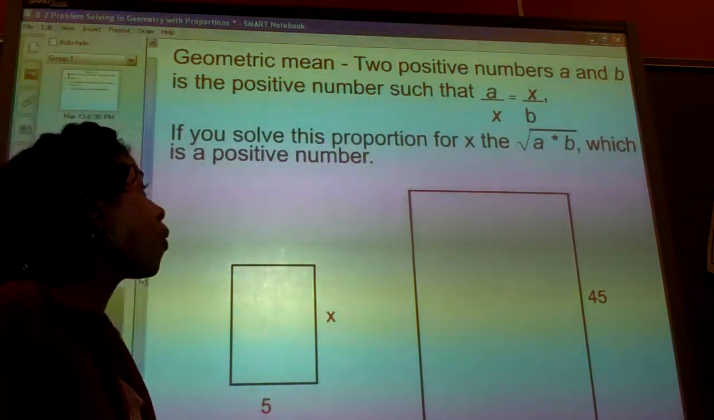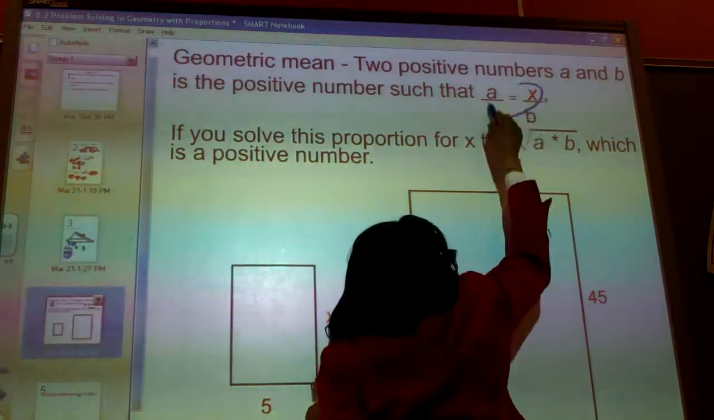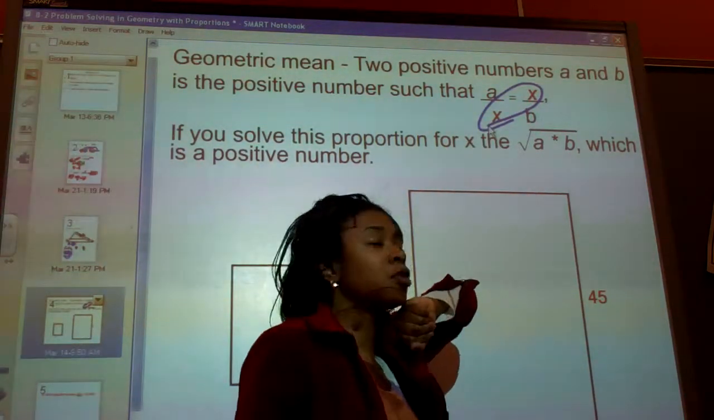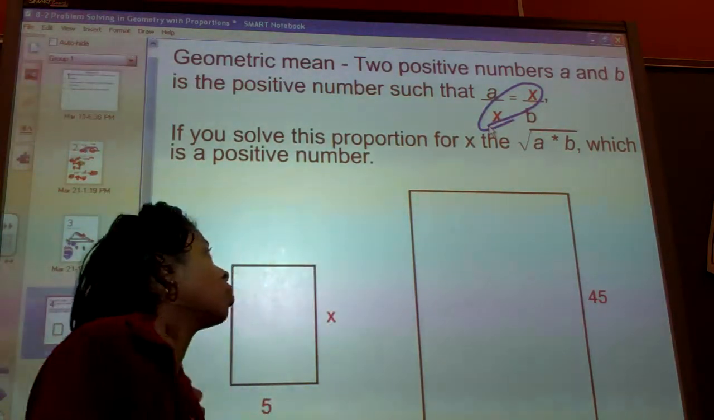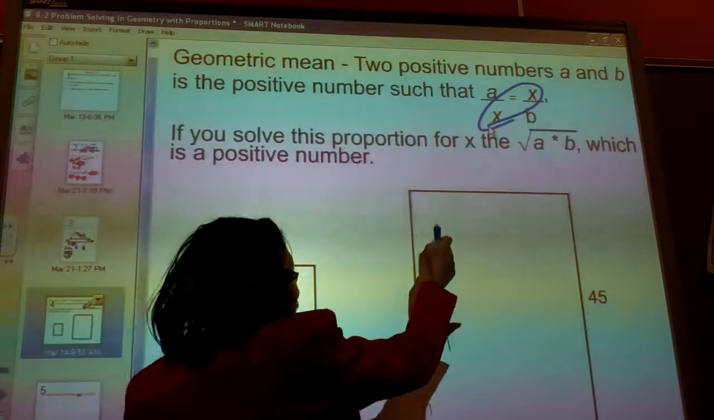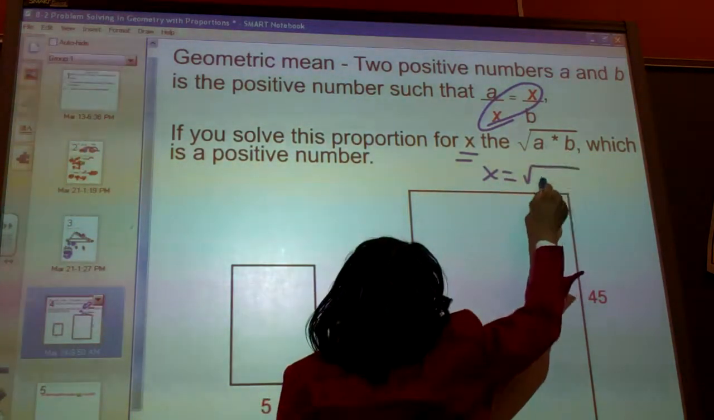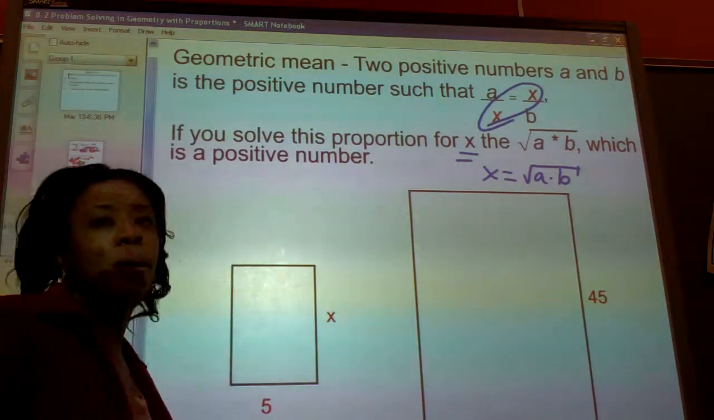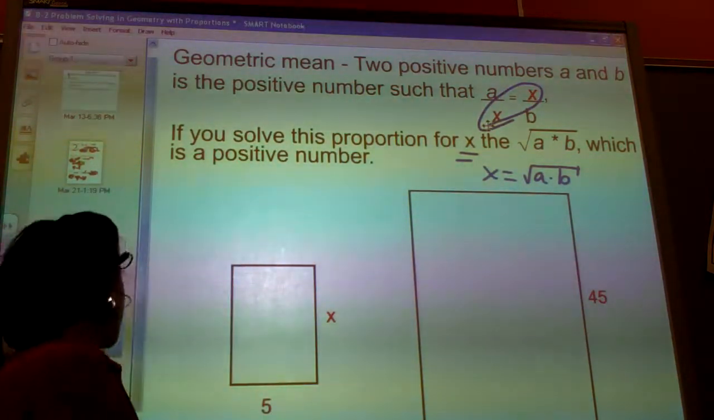If you solve this proportion for X, X happens to be the same value in the denominator of the first proportion, and also the numerator in the second proportion. If we're looking to solve for X, it's simply X equals the square root of A times B, which will be a positive number. So, when would that be used?